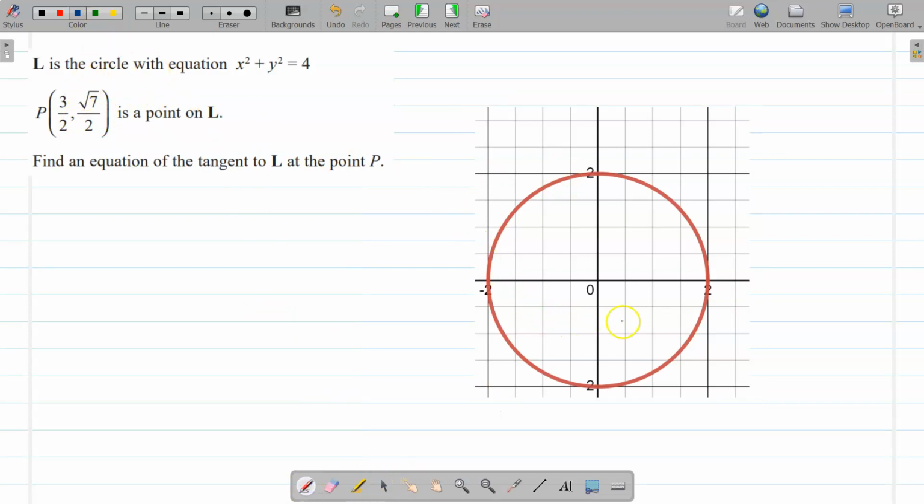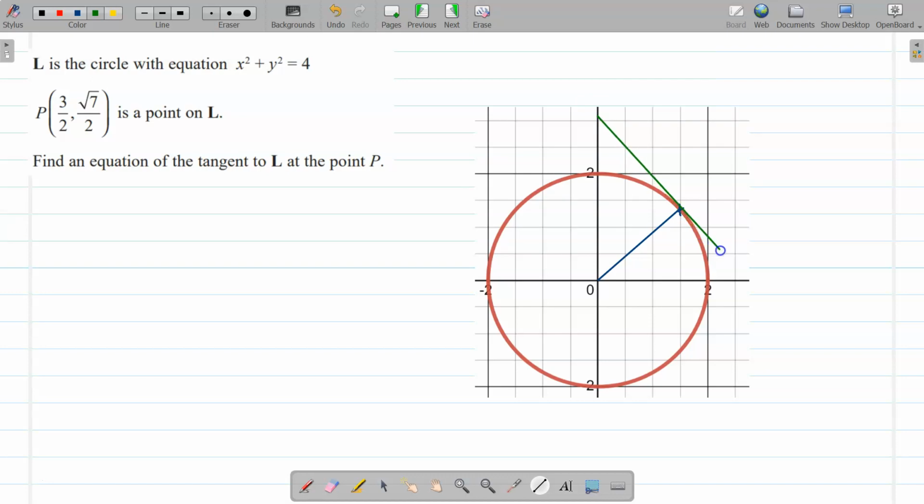Now 3 over 2 is 1.5. 1.5 is here. So it's this point here that we're talking about. Okay. Now the radius of that circle goes from here to there to the point P. Now the tangent is the line that meets the radius at 90 degrees. That's one of the circle theorems. So roughly speaking, the tangent would be a straight line that would go something like this. Okay?